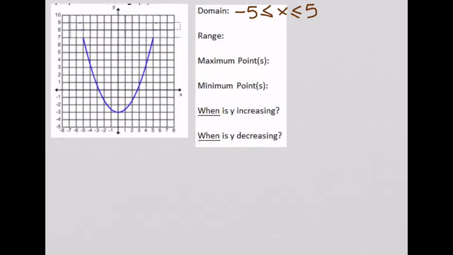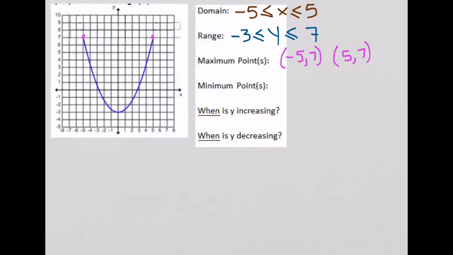Okay, so for my range, I was using values starting at -3 is when it started to beep. Range is my Y, and 7 is where it stopped. Okay, maximum points. There are 2 maximum points. They're at the very top right there. And so the location of those points, -5, 7. Also, +5, 7.